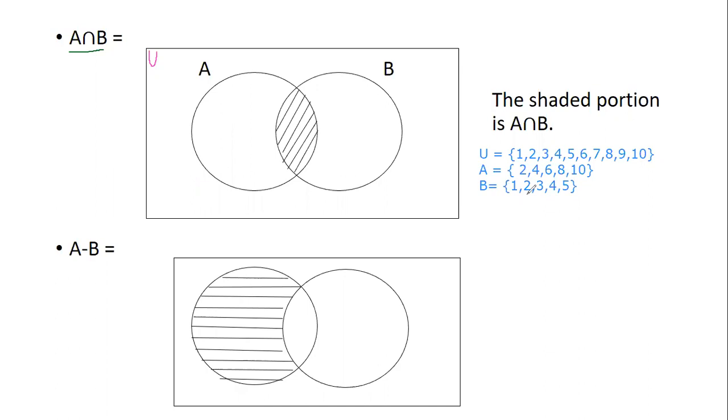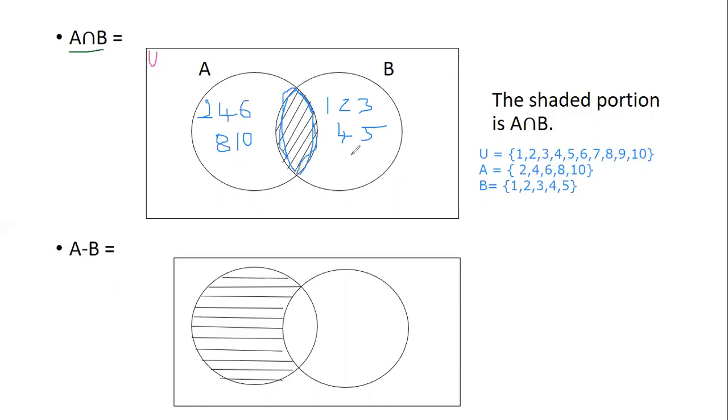So now please listen. People who haven't understood, please listen here. Now the universal set is 1, 2, 3, 4, 5, 6, 7, 8, 9, 10. Now coming to A, the elements in A are 2, 4, 6, 8, 10. Absolutely correct. Now the elements in B are 1, 2, 3, 4, 5. This is also correct. But we have one portion here which is shaded. And if you see here, two circles are overlapping.